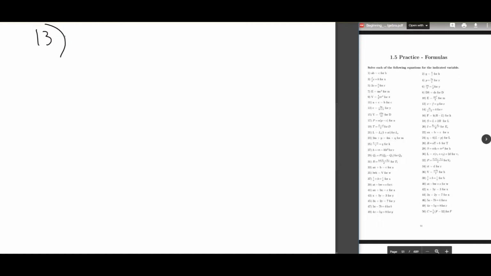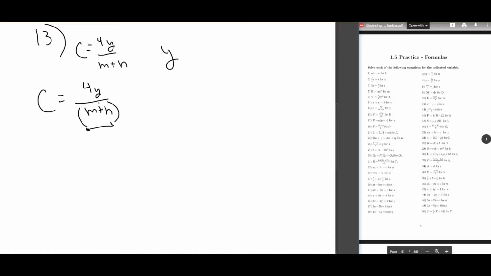Wow, this is flying. Number 13 now. C equals 4y over m plus n, solve for y. Now this one is a little bit harder. I'm going to write it nice here. C equals 4y over m plus n. If you remember from other lessons, you can put anything in brackets. So I'm going to put this in brackets right here, so that becomes like a unit.